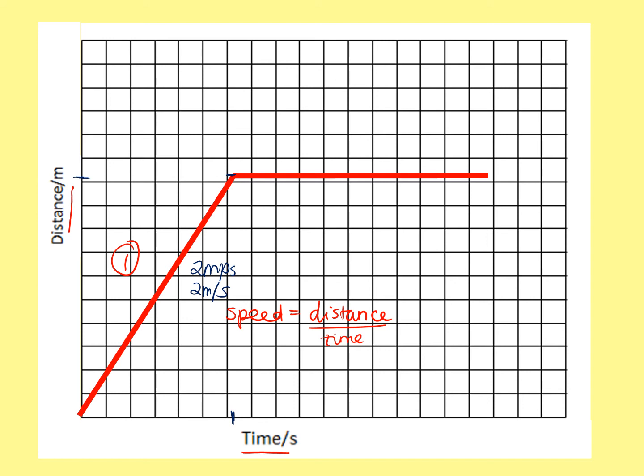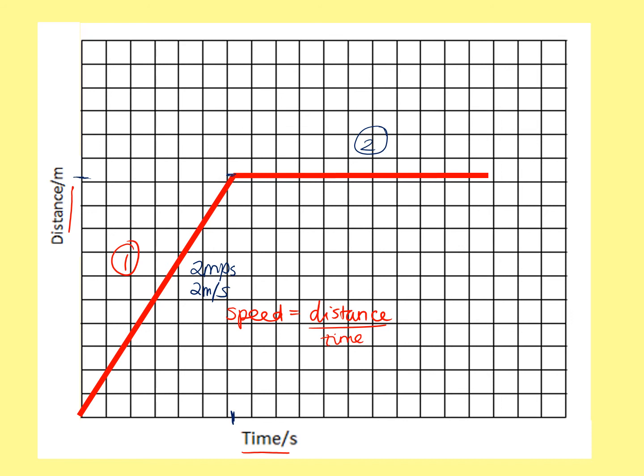If we see a flat line like this in section 2 on a distance time graph, this tells me that the object is not moving. It's still or stationary. Now, although in section 1 the car or the object is moving, the speed is not increasing. The speed is constant. All the way it's 2 meters per second. And so there's not going to be a force acting on it.